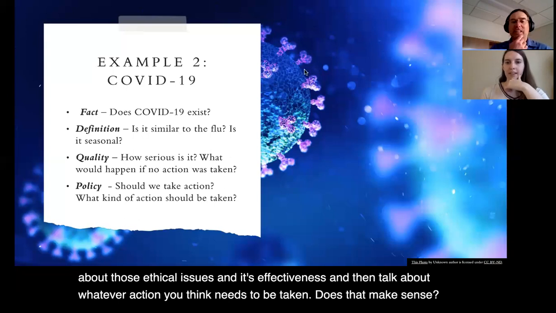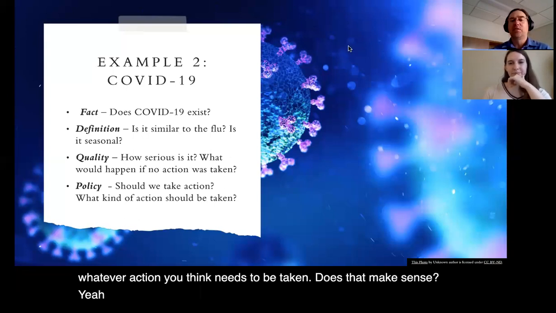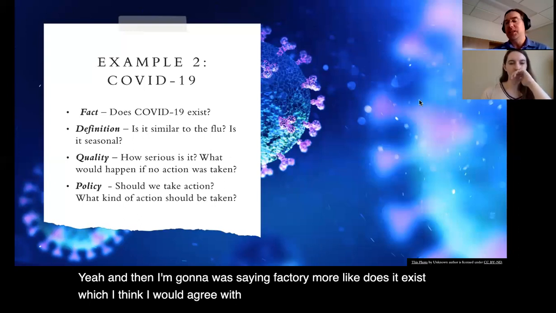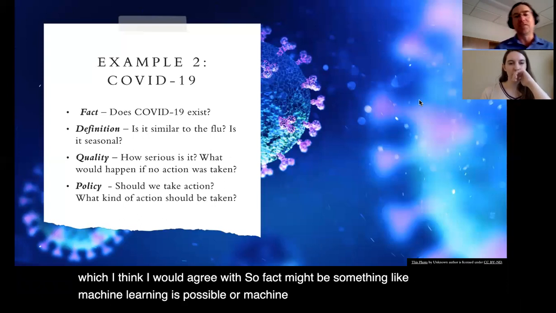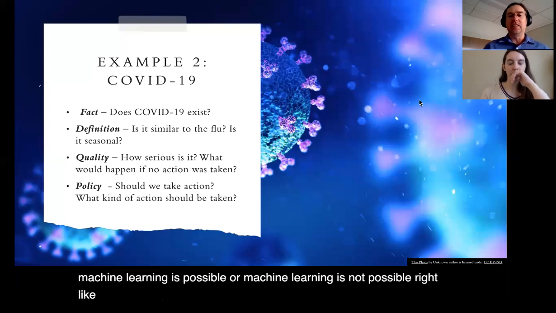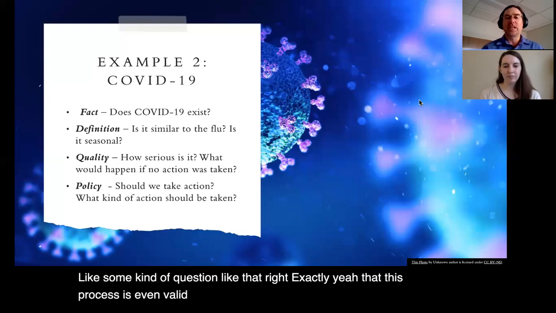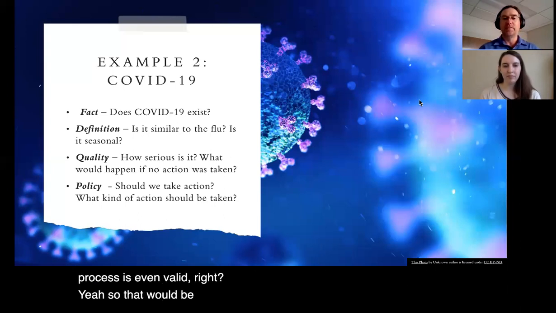Yeah, and Claire, and then Liani was saying fact would be more like, does it exist? Which I think I would agree with. So fact might be something like machine learning is possible, or machine learning is not possible, right? Like some kind of question like that. Exactly. That this process is even valid, right? Yeah, so that would be more like a fact level question, right?